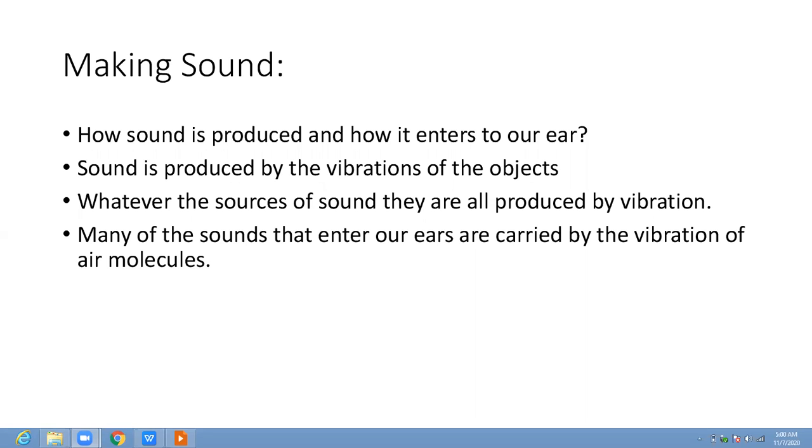So the air is a medium. It is a medium through which the sound travels. It means the sound needs some kind of medium to travel. Many of the sounds that enter our ear are carried by the vibration of air molecules.